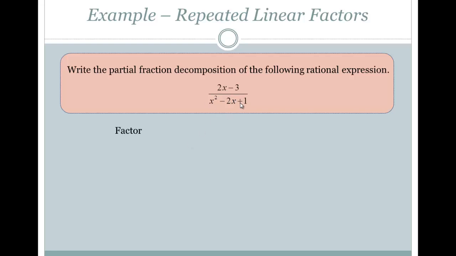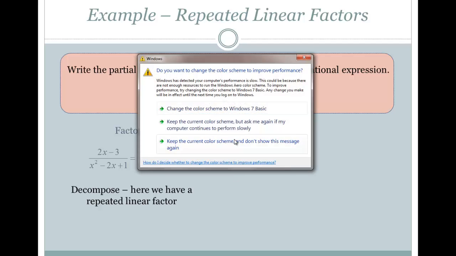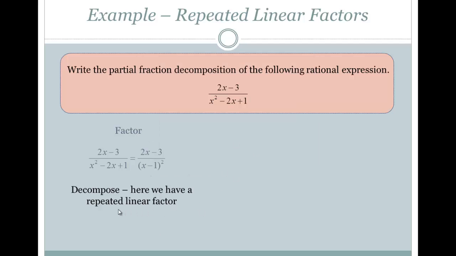So next step is I want to factor the denominator here. And what I see is that this is a perfect square, and I get x minus 1 squared in the denominator. At this point, I want to decompose, but I have to note that I have a repeated linear factor. And so I have to put a constant in the numerator for each power of that linear factor.